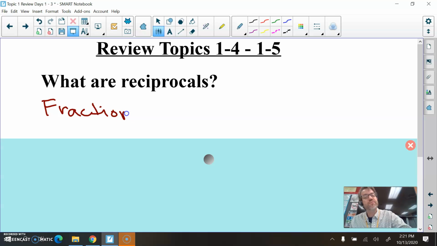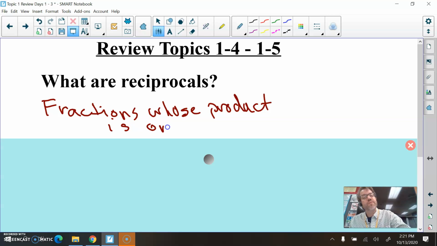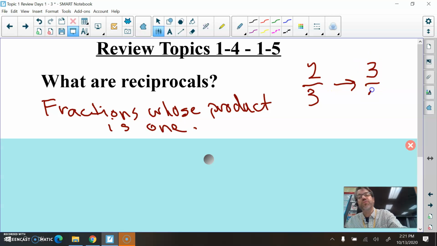Fractions whose product is 1. Now, product means we're multiplying things together. Okay? So, for example, if you have the fraction 2/3, its reciprocal is 3/2. And so, yes, you do just flip it over.